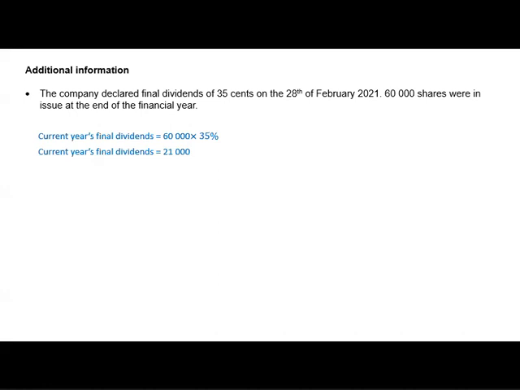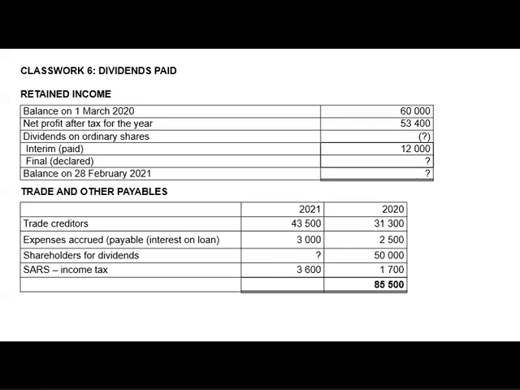With the final dividends for the current year, I will go back to my retained income and simply put in the 21,000 there as final dividends. And then when you add the 21,000 with the 12,000, it will give you your dividends on ordinary shares.